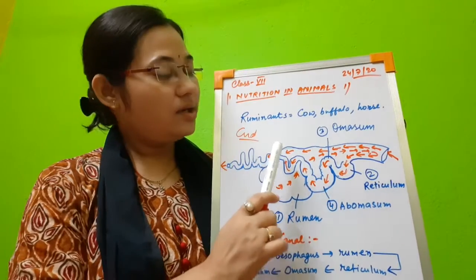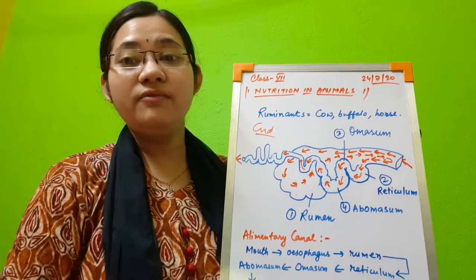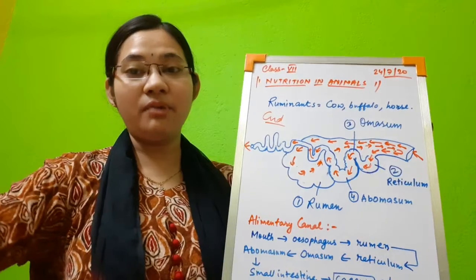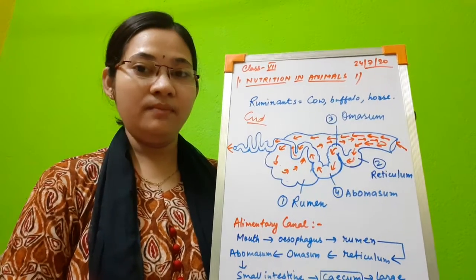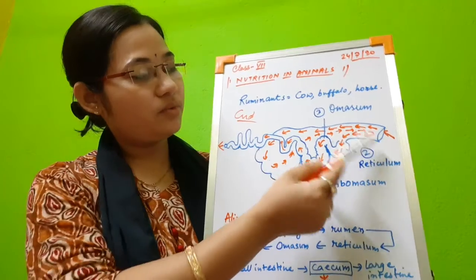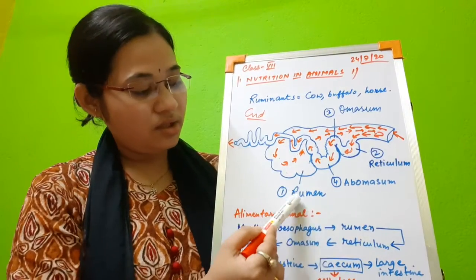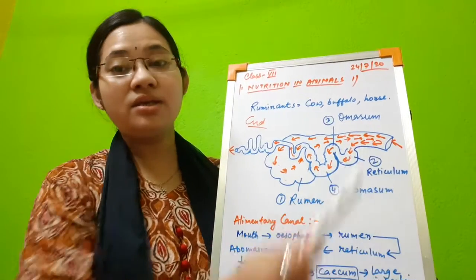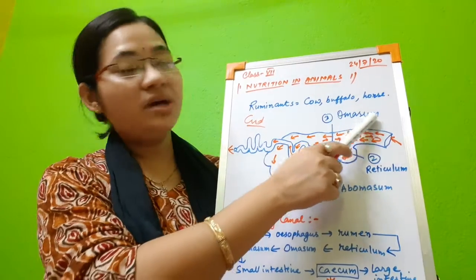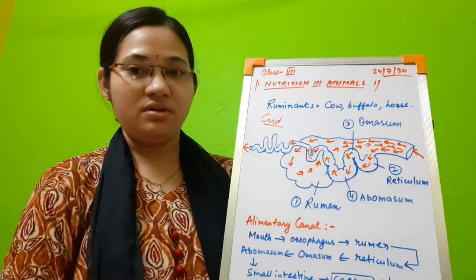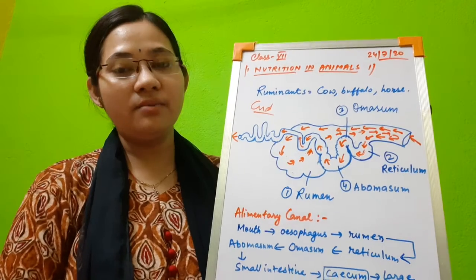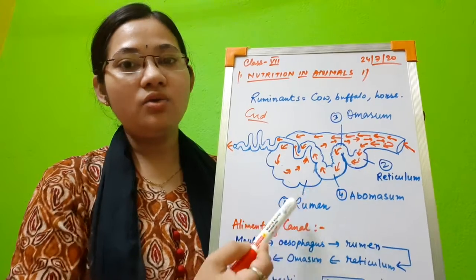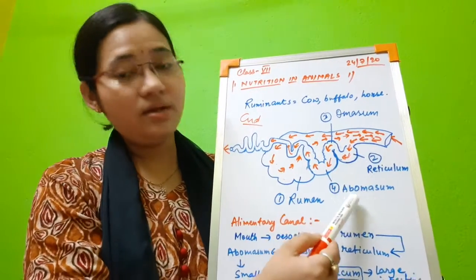So in case of ruminants, the stomach is divided into four parts. Please pay attention, only the stomach part. You have read in the human alimentary canal. So the stomach is divided into four parts. What are they? This large portion is called the first part, that is rumen. Then after rumen comes reticulum, then comes omasum, and then comes abomasum. So these are the four parts of the stomach in case of ruminant animals.